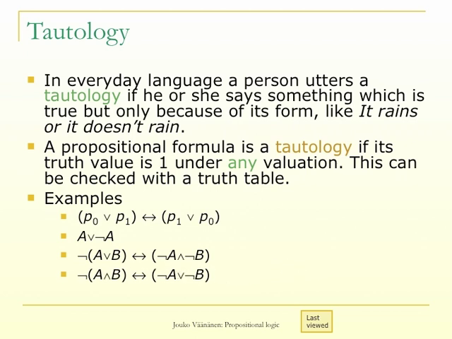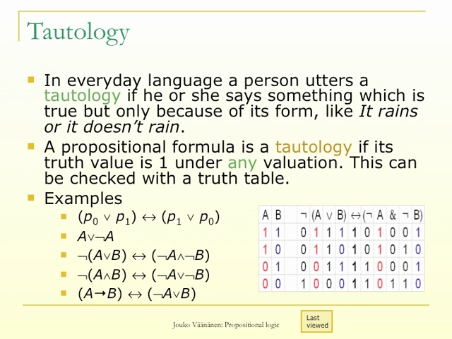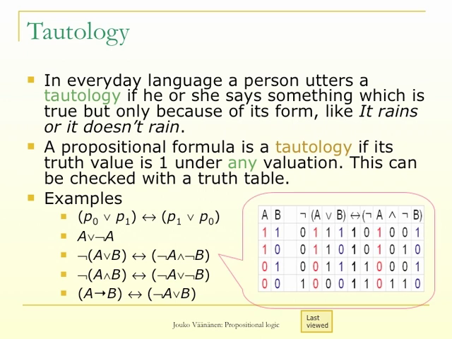Not (A and B) if and only if (not A or not B). (A implies B) if and only if (not A or B). In each case, one can draw the truth table to see that the formula is a tautology.